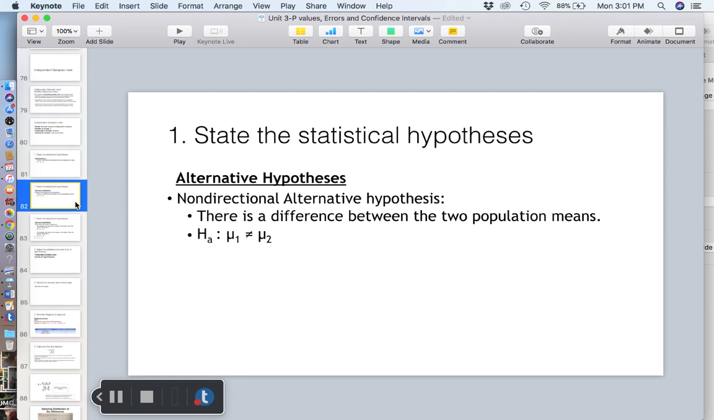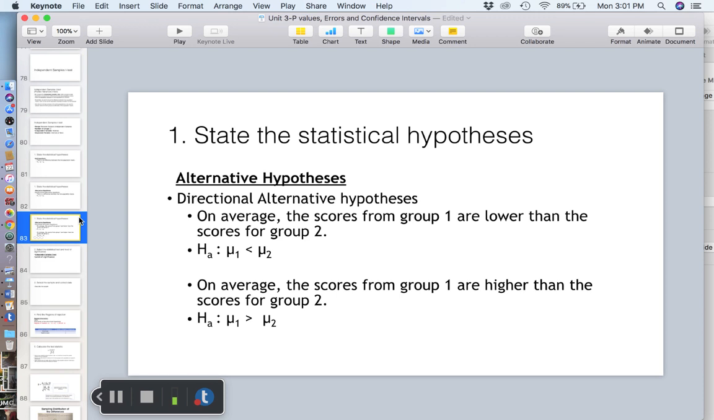So the first way is we have a non-directional alternative hypothesis. In this situation, we're saying there is a difference between the two population means, but we don't know which group is higher than the other group or which group is lower than the other group. So we simply say mu for group 1 does not equal mu for group 2.